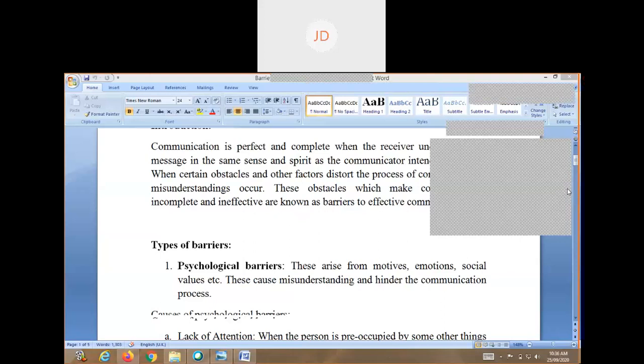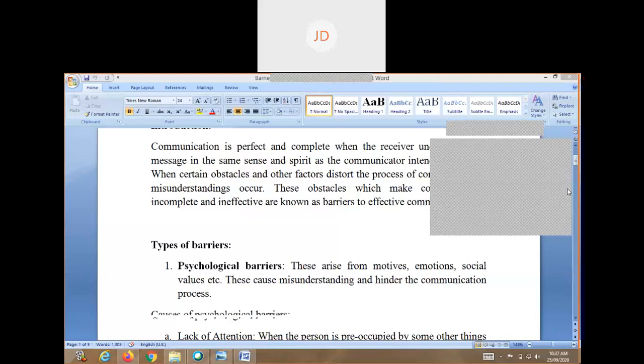Okay. So the first barrier is the psychological barrier. When we hear this term psychology, we know that it is related to something. It is related to our mental state or our mind, isn't it? I'm sure you have heard this term psychology. When you hear this term, it is directly related to your mental state or your thoughts.